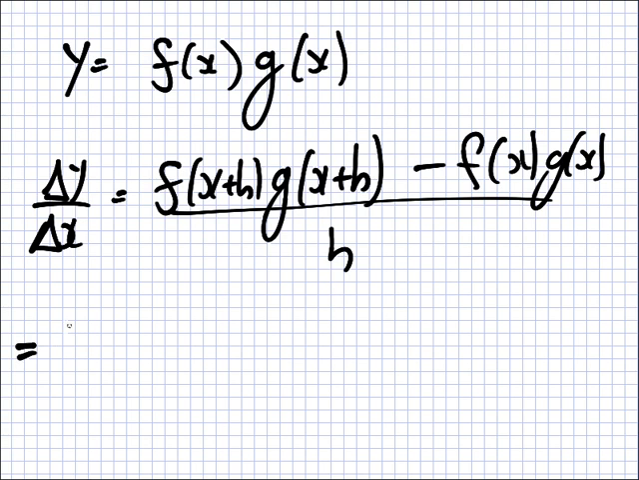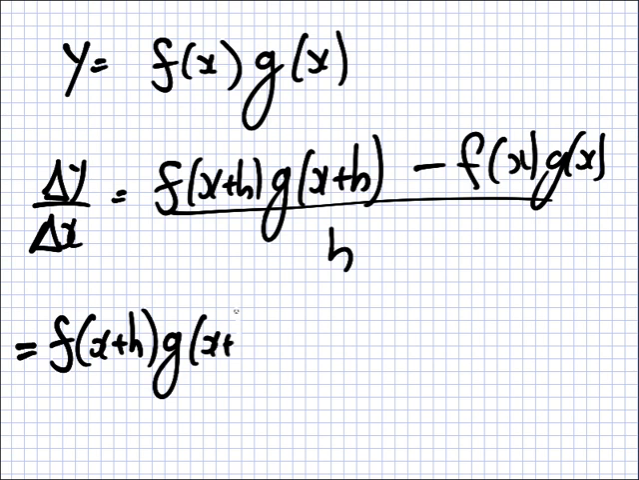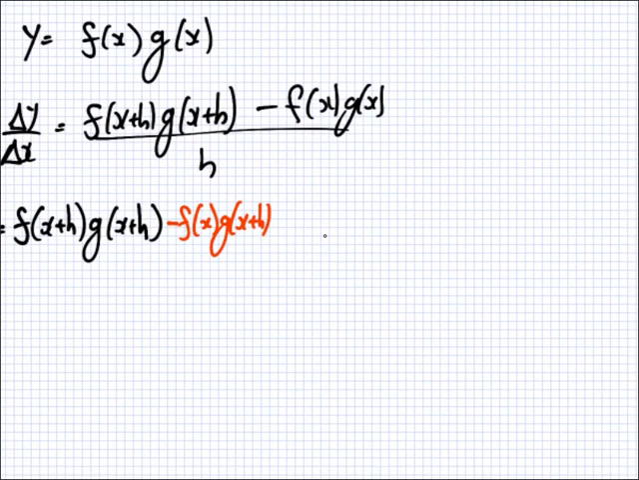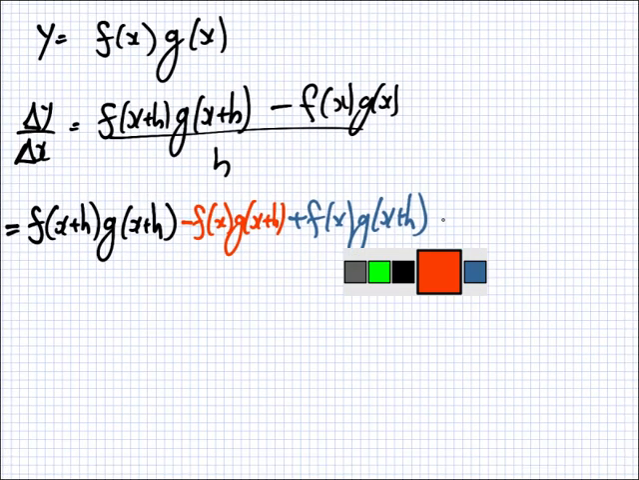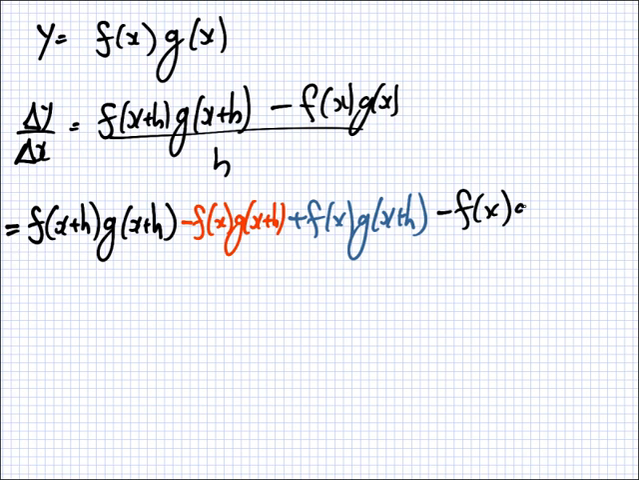Okay, so this is f(x plus h) g(x plus h). And then there's a little trick here. Minus f(x) g(x plus h), plus f(x) g(x plus h), and then minus f(x) g(x). So what I've done is I've added this piece in the middle which cancels.